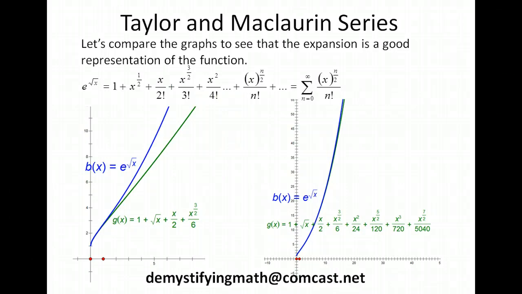Taking a few more terms, you can see how closely related these are. We actually had to go all the way out to about x equals 10 to start to see a difference between the two functions. So this is a very good approximation of e to the square root of x. Again, if we took this out to the infinite sum, it would be exactly e to the square root of x.